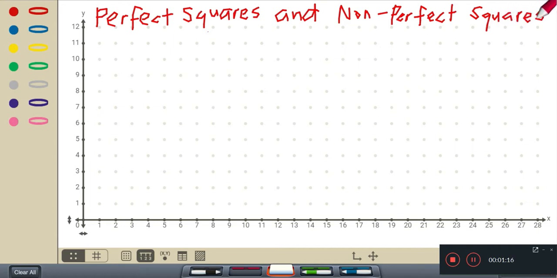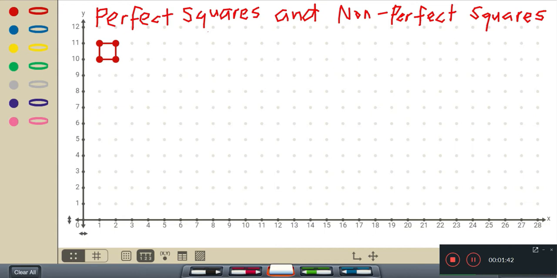Okay. So I would like to discuss first what a perfect square is. As you remember, a square has four equal sides, right? So we're going to get one rubber band. Okay, here. So I need a square with one unit as each side.